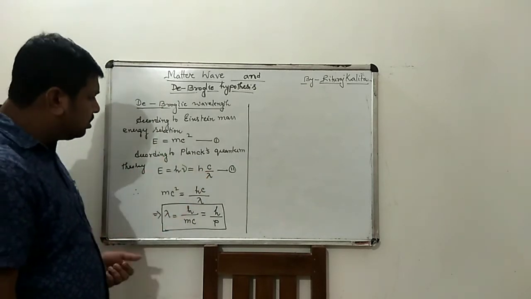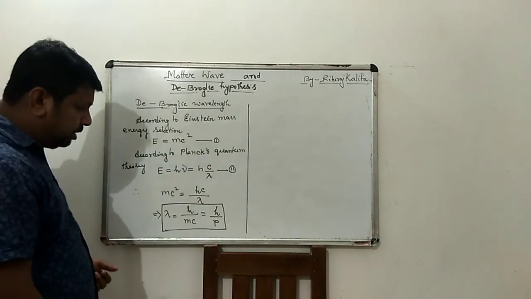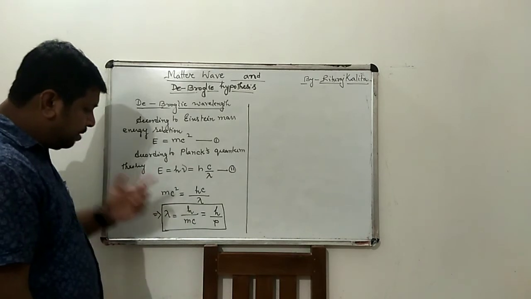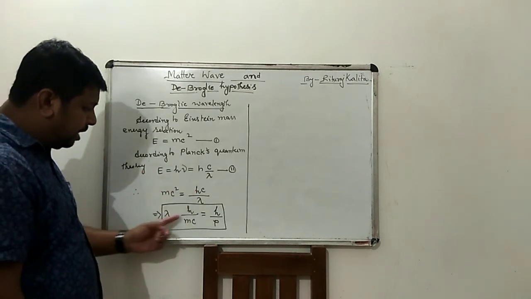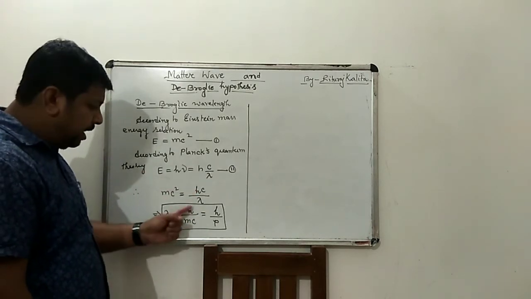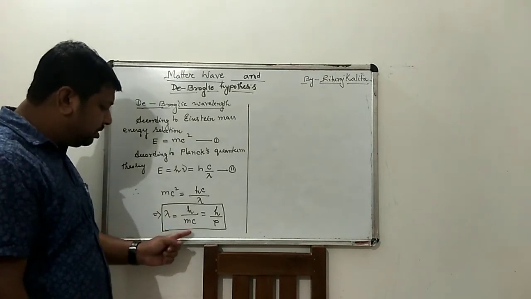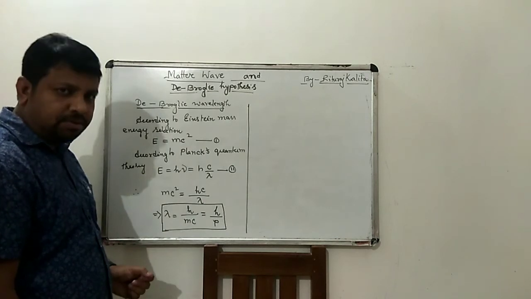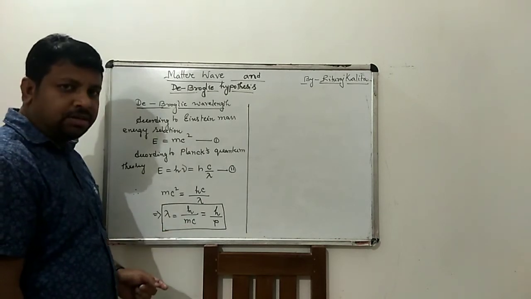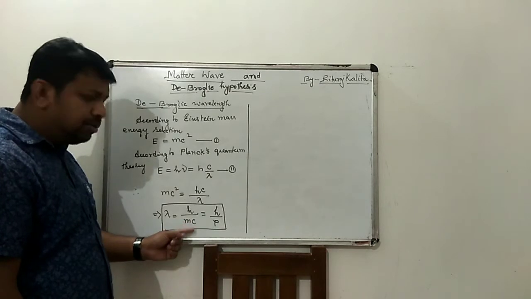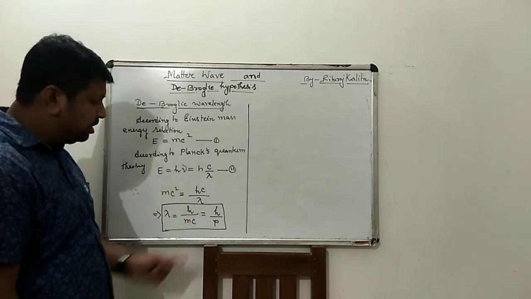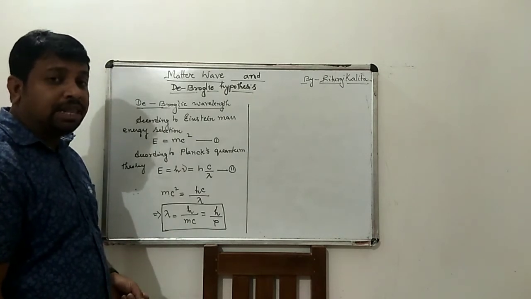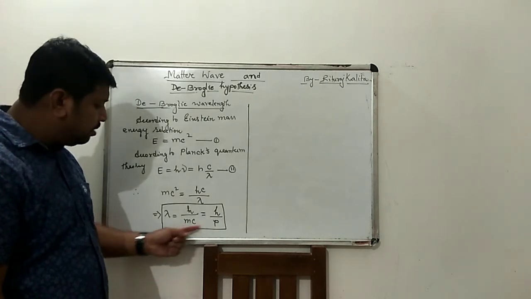From equation 1 and 2, they are equivalent, so we get mc square equal to hc by lambda. Then c cancels, and we get lambda equal to h by mc. h means Planck's constant, m means mass, c means speed of light. Mass into speed is momentum. So lambda equal to h by p. This is the momentum of the light particle, p equal to mc.